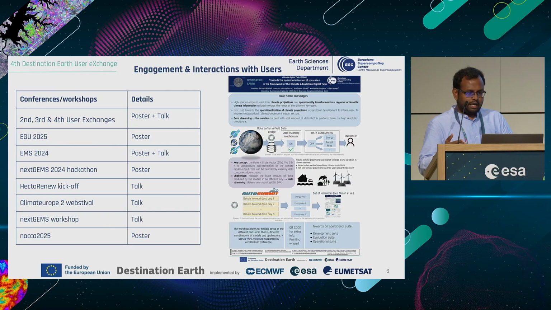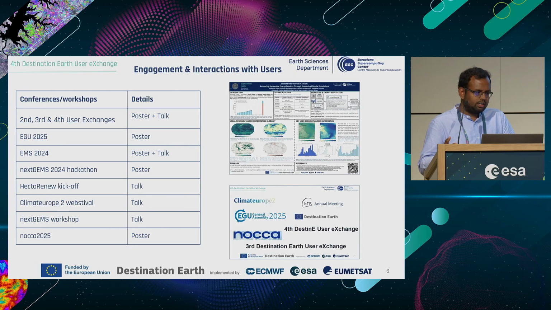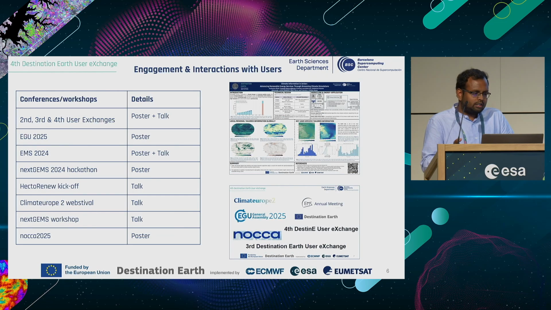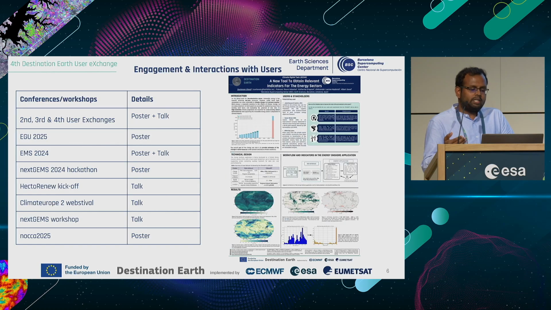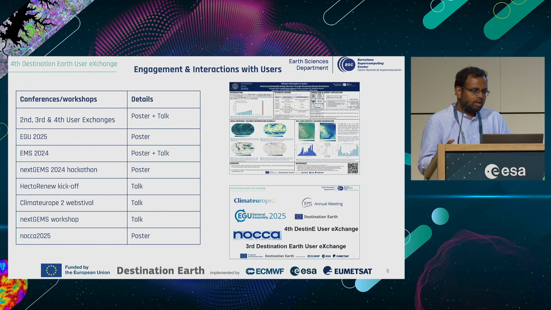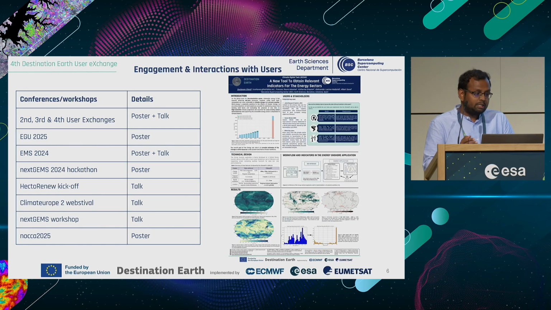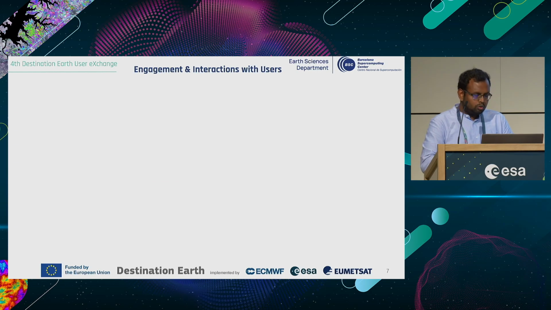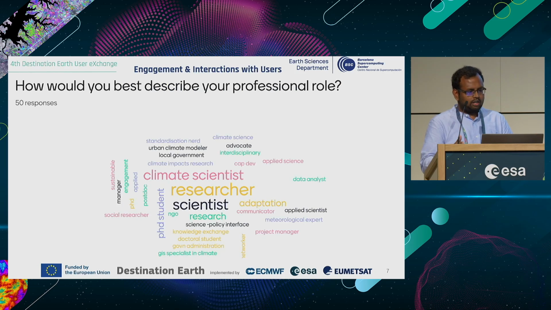And how are we engaging with the other key users? From phase 1 to phase 2, we are attending many conferences, workshops and meetings, and we are presenting posters and talks. And some of the experience, let's say from the Climate to Europe web festival, we did an online interaction with the users. So we asked about their background, and we see they come from climate scientists to researchers, NGOs to government organizations and policy.